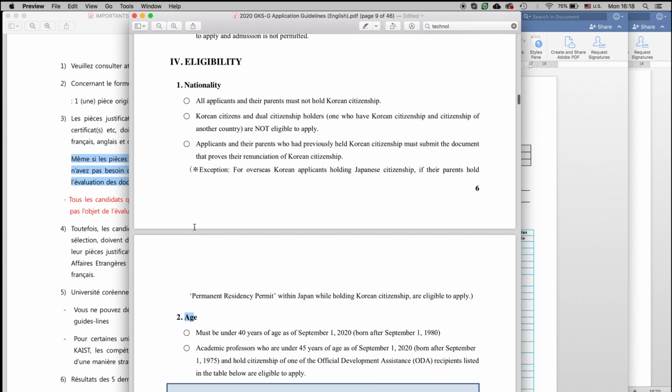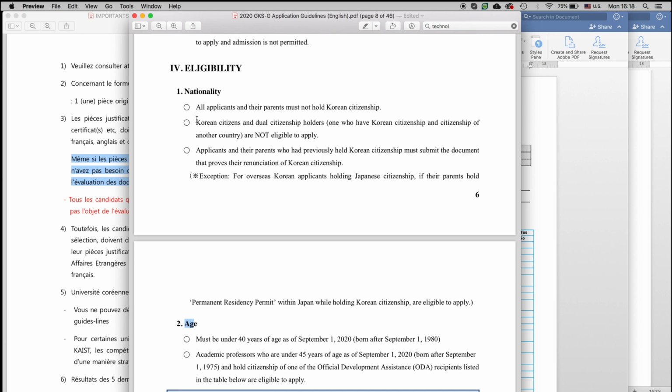But going back to the nationality, they are not accepting any Koreans. If you are already Korean, you cannot apply for this one. Even if you have dual citizenship, like a Korean father and a mother of another nationality, you also cannot apply. So you have to be totally 100% not Korean.